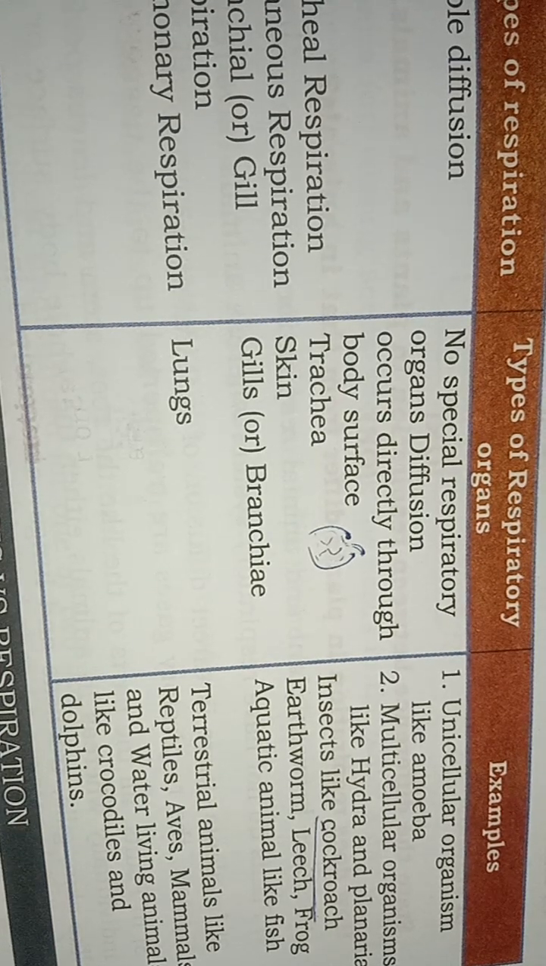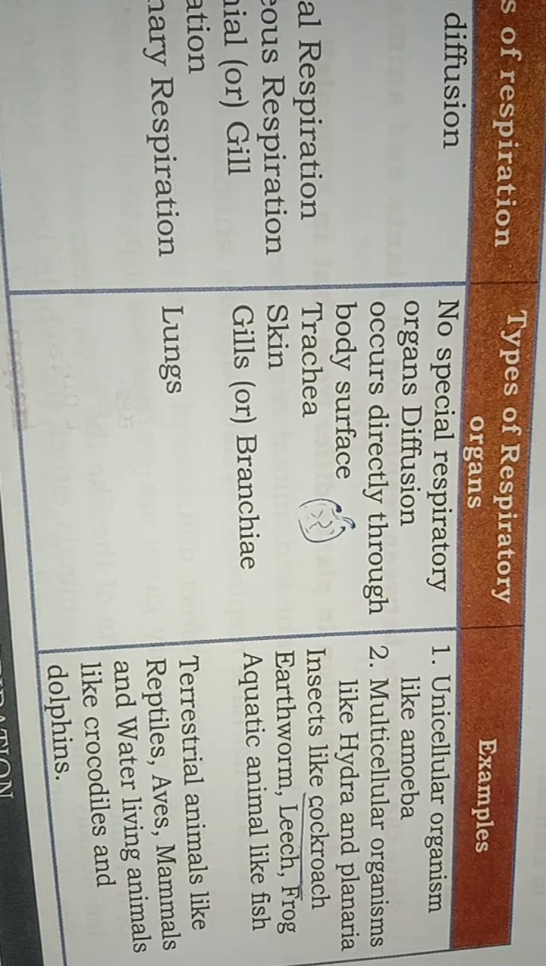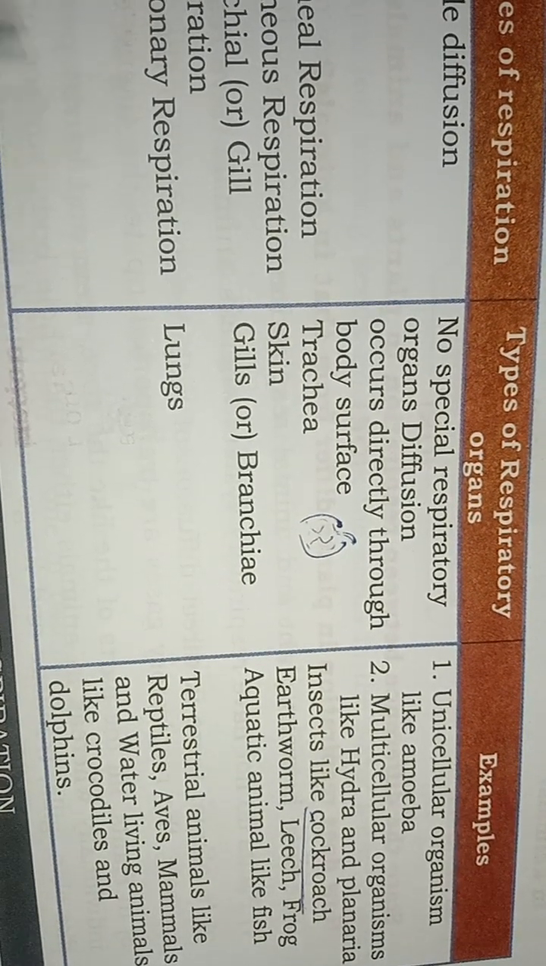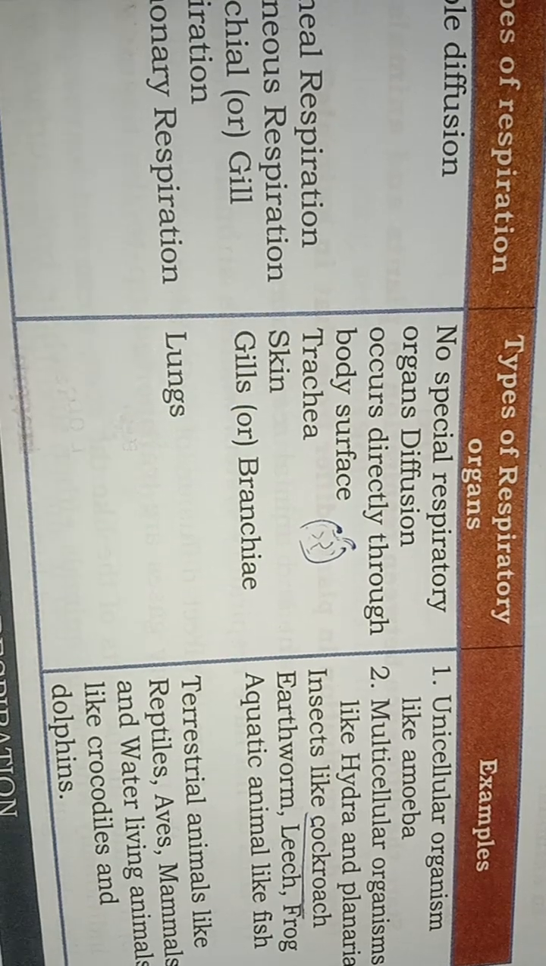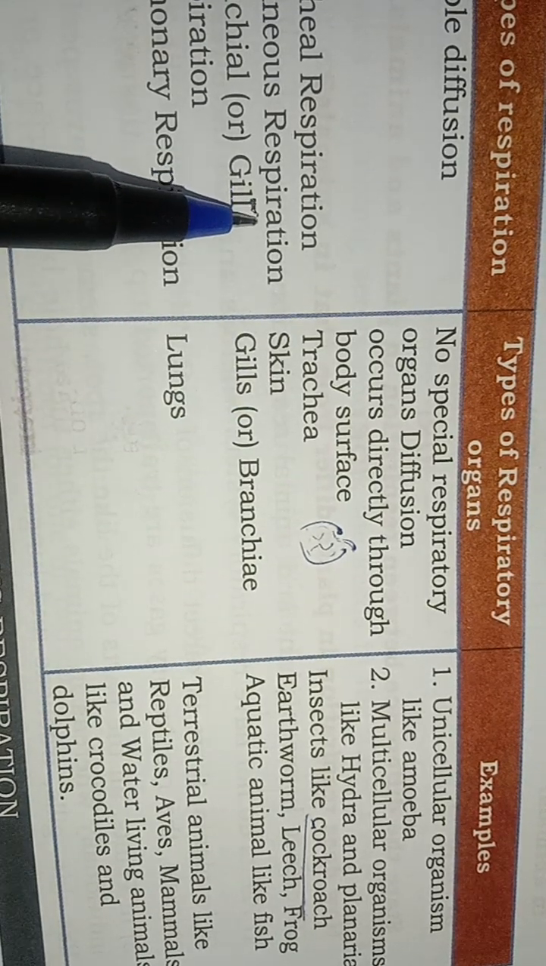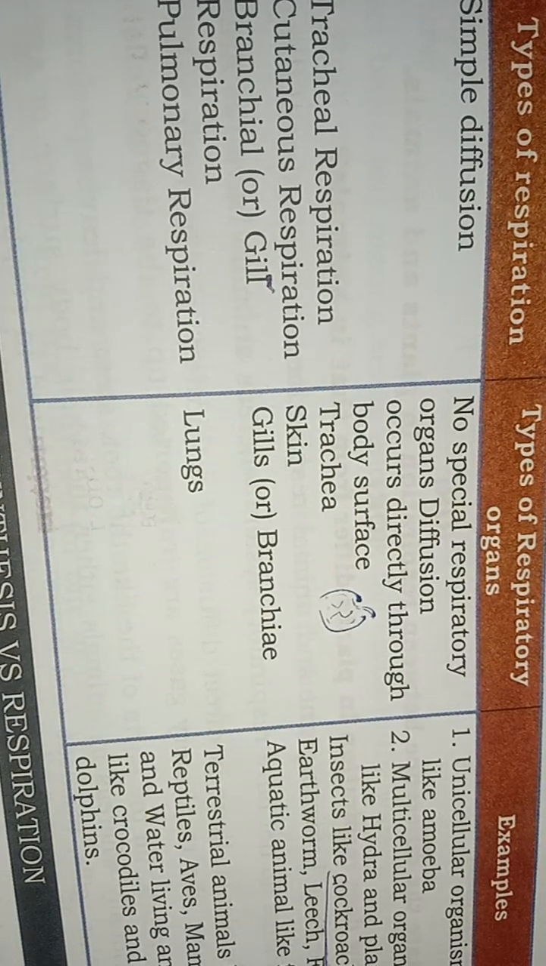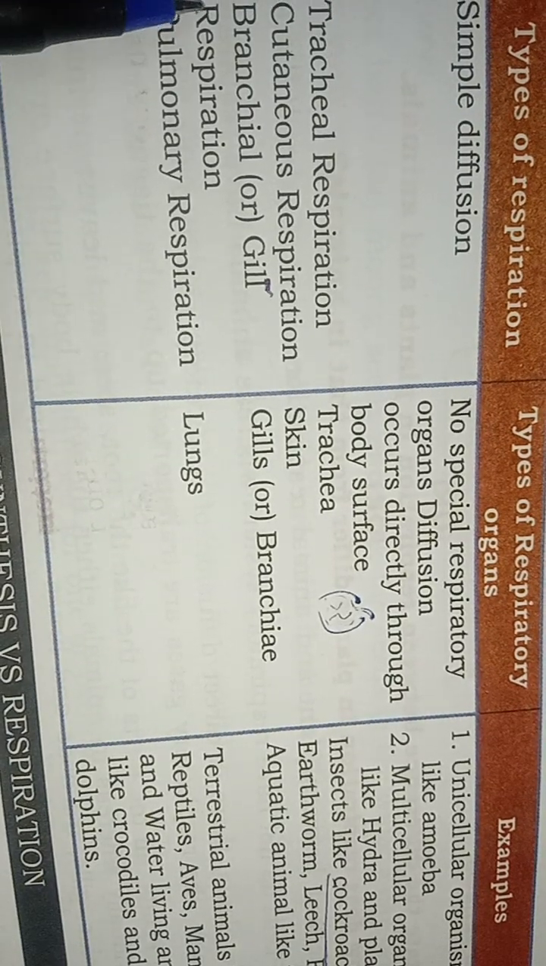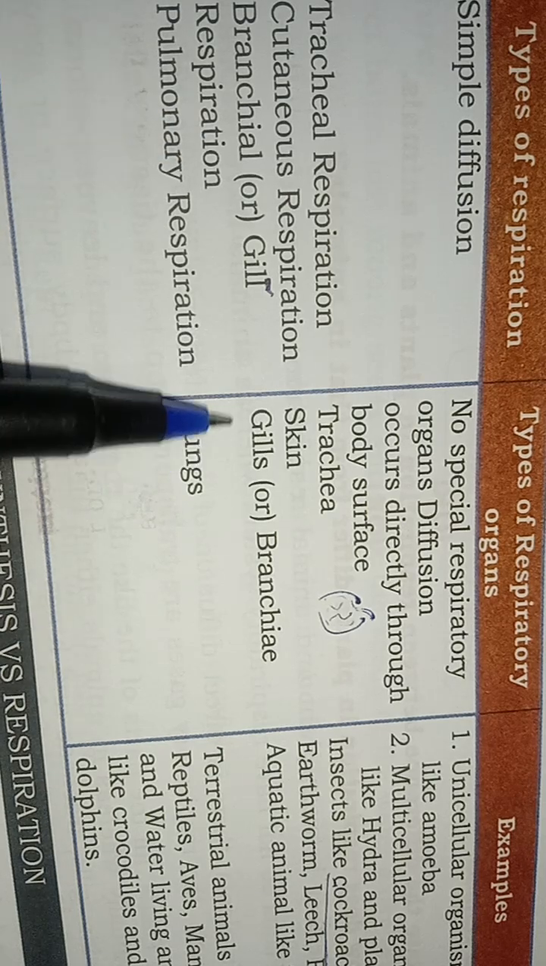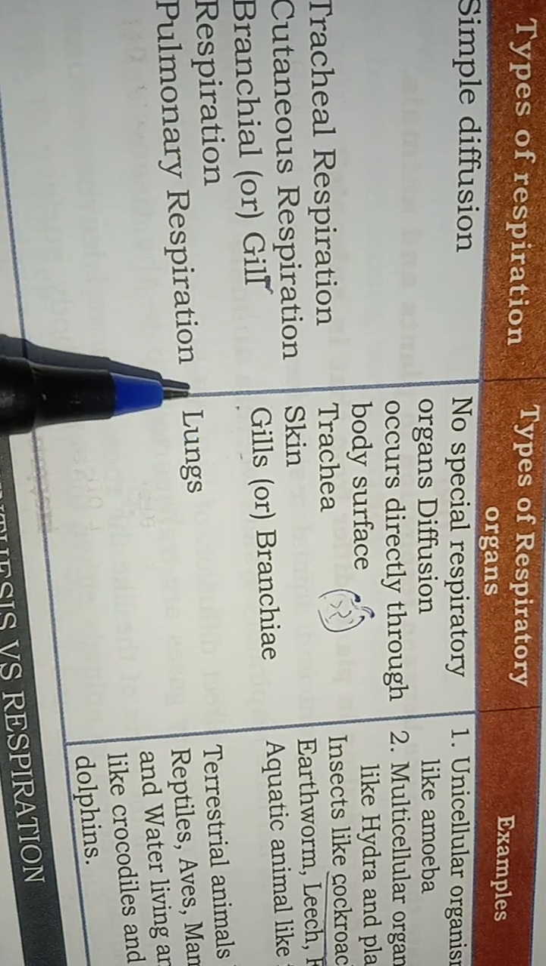Next, cutaneous respiration. Respiratory organs are skin, in earthworms, leech and frogs. If it is respiring through skin, that is called cutaneous respiration. Examples are earthworms and leech. Next, bronchial or gill respiration. Gills we find in fishes, right?